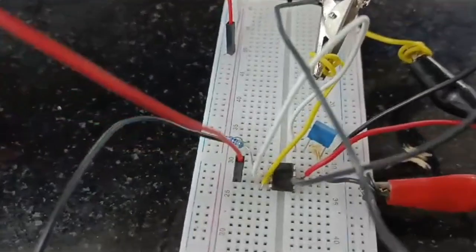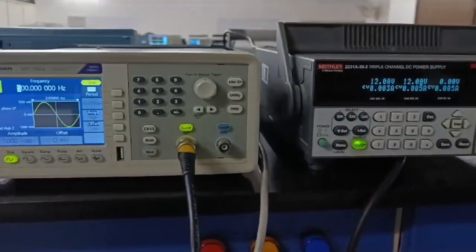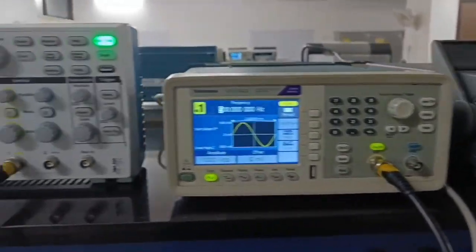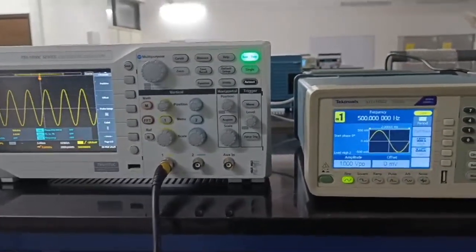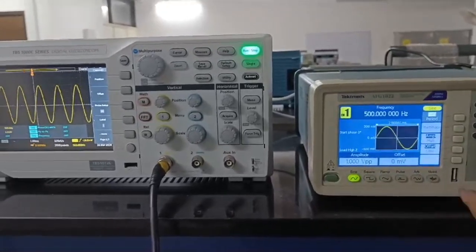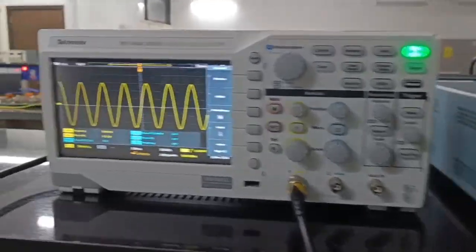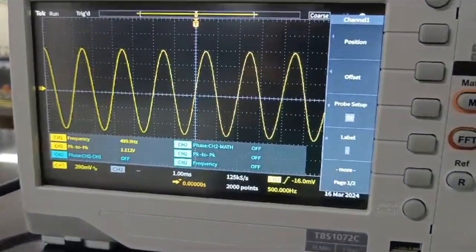Okay, now we can see the circuit configuration here. This is the integrator circuit. We are using a 1 kilo ohm resistor and a 100 nanofarad capacitor as feedback to the inverting pin. To this circuit we gave a sine wave with 1 volt peak to peak and 500 hertz frequency as the input. Now we are expecting the integrated wave, so we can see that in the output.